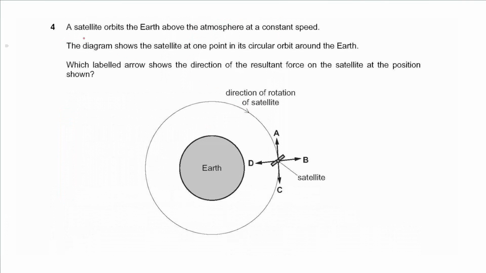Question 4 says a satellite orbits the Earth above the atmosphere at a constant speed. The diagram shows the satellite at one point in its circular orbit around the Earth. Which labeled arrow shows the direction of the resultant force on the satellite at the position shown? So any object moving in a circle with constant speed has a centripetal force that is pointing towards the center. So we choose D here, pointing towards the center of the Earth.